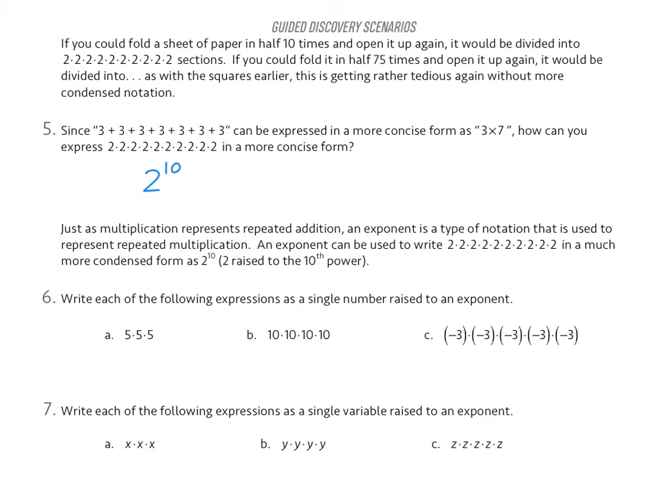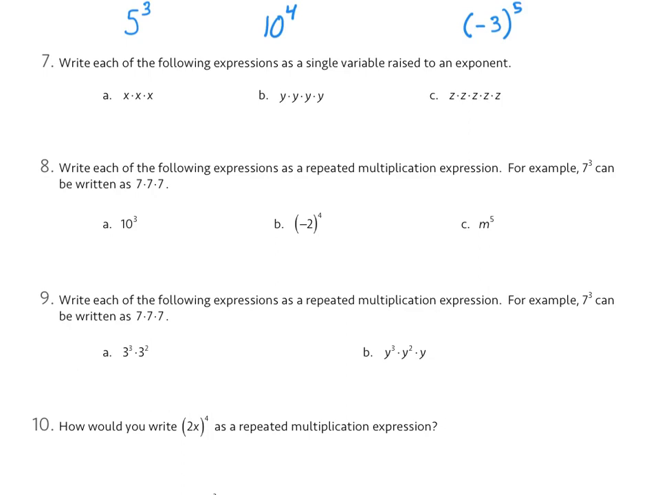Number 6, write each of the following expressions as a single number raised to an exponent. Part A, 5 times 5 times 5. There are 3 of them, so 5 to the 3rd power. Part B, there are 4 10's multiplied together, that's 10 to the 4th. Part C, there are 5 negative 3's multiplied together, so I'll use parentheses and write negative 3 in parentheses to the 5th power.